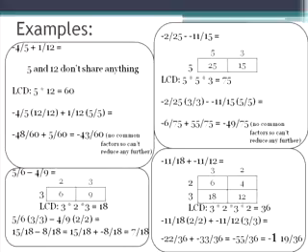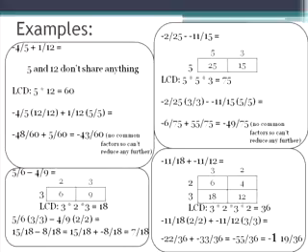Negative 48 plus 5, they cancel out, 5 positives subtract 5 negatives, so I'm left with negative 43 over 60. 43 and 60 have no common factor, so I can't reduce it any further.